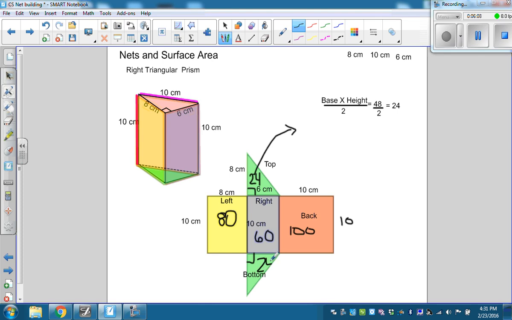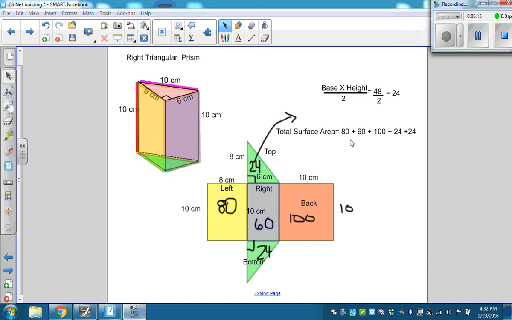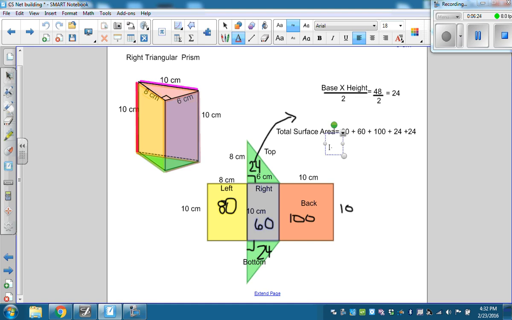So to get the total surface area, I add up all the pieces: the 80 plus the 60 plus the 100 plus the 24 plus the 24. And when I do that, 80 plus 60 plus 100 make 240, and the 24 plus the 24 make 48. So that is 288 square centimeters.